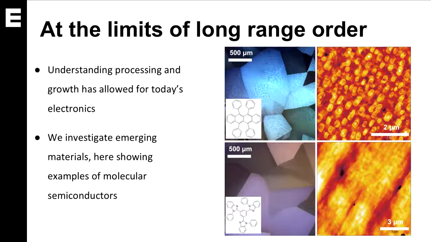And two examples are shown, one of rubrene, a conventional hole transport material, as well as TPBi, an electron transport material. And we're able to form both of these thin films into this microcrystalline motif. On the left are shown some large area images with a polarized optical micrograph, and on the right are showing the local scale ordering with an atomic force micrograph.